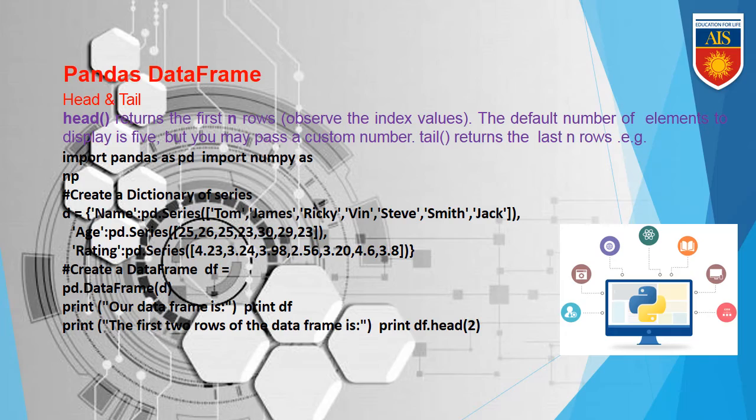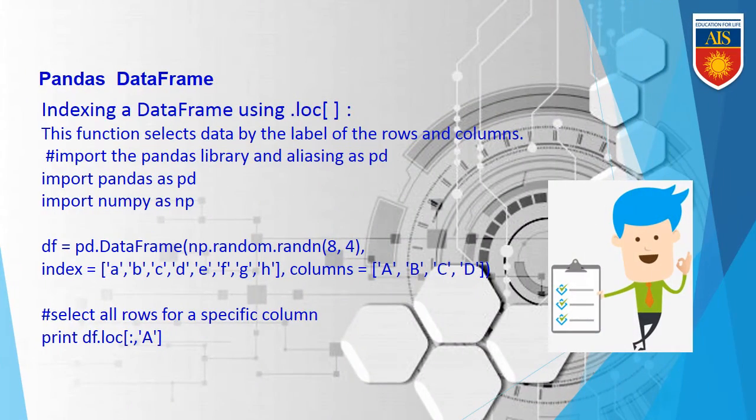Next option, indexing data frame using .loc. This function selects data by the label of row and column. Import the pandas library and alias it as pd.